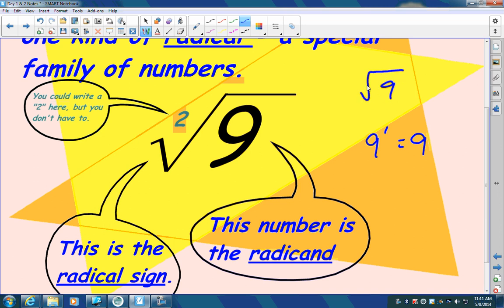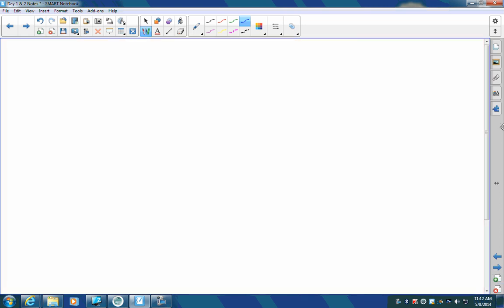Hold on a second. When we're talking about why this is here, look what we did on the last problems. When I had 9 to the 1/2, that's the square root of 9. We just didn't put the 2 right here. The 2 goes here. The 1 goes right here.